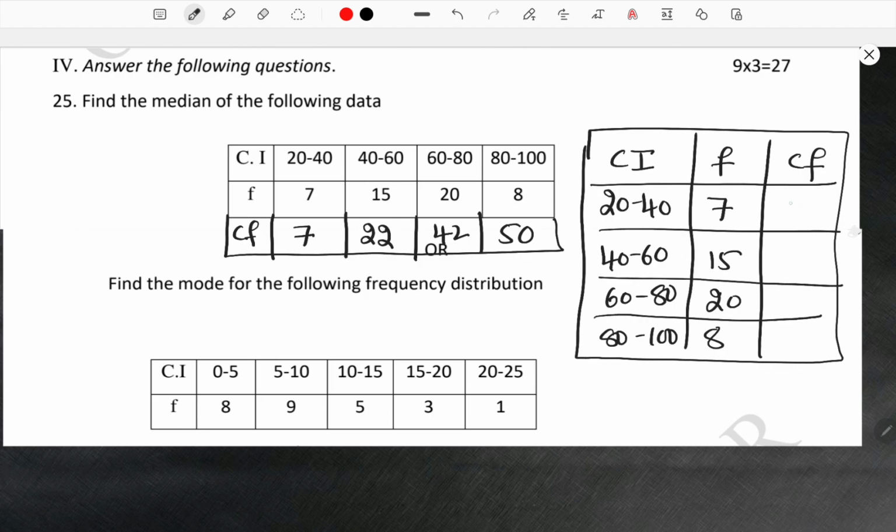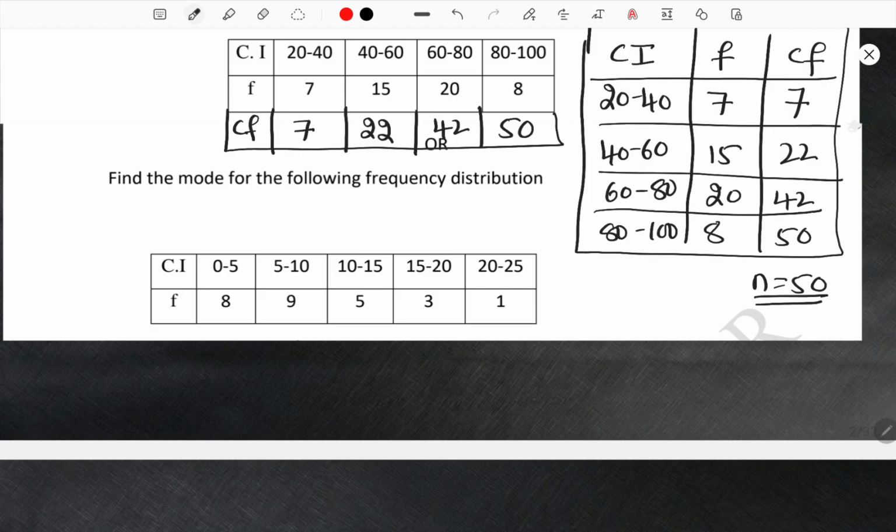So what is the cumulative frequency? 7, 22, 42 and 50. You are going to add this, no? 7 plus 15 is 22, 22 plus 20 is 42, 42 plus 8 is 50. Whatever comes here at the last, call it n. So n is 50. Now after that, what are you supposed to do?